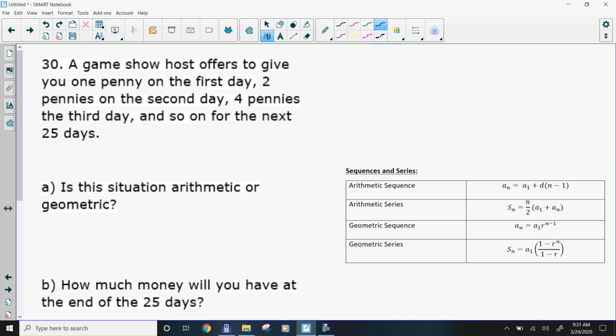So let's see, 1 penny on the first day, 2 on the second day, 4 on the third day. So this is geometric. It's being doubled.